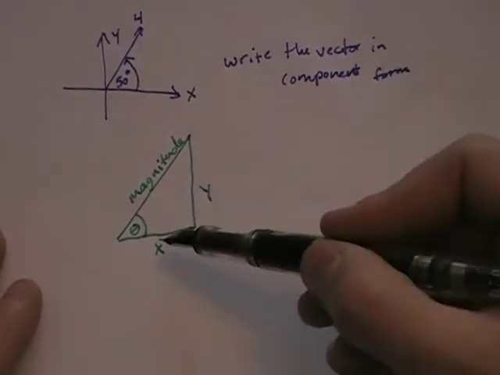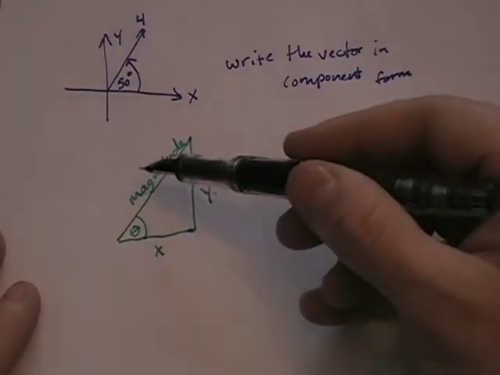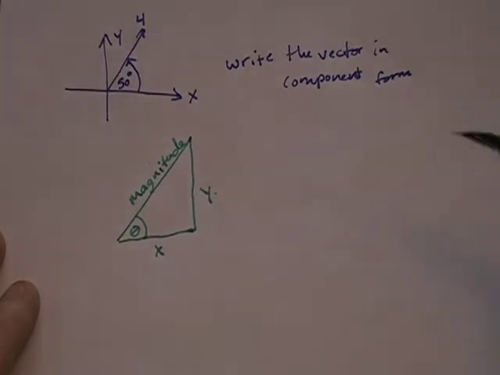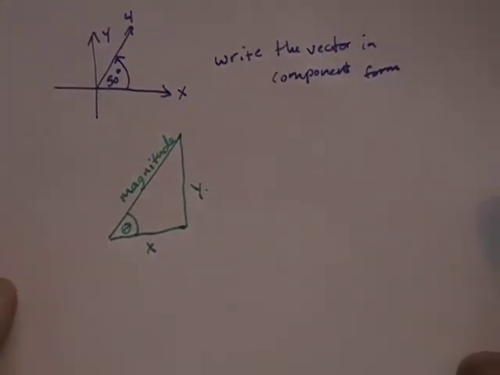So either they're going to give you the components and ask you for magnitude and direction, or they're going to give you the magnitude and direction and ask you for components. This is a right triangle trig problem. It is very, very simple if you understand it that way.